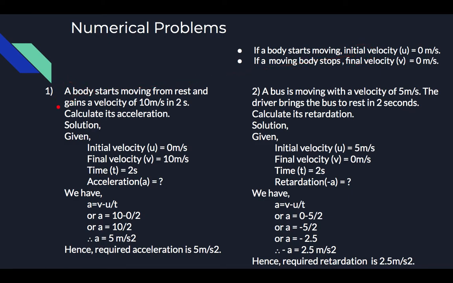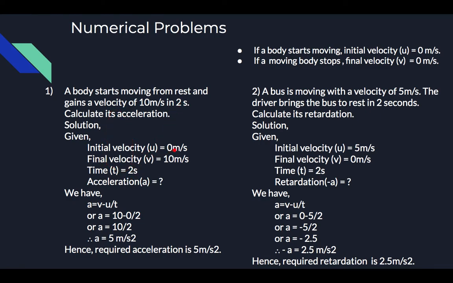Now let's go to the question. A body starts moving from rest. See here, starts moving from rest means at the very beginning it was at rest, so initial velocity is 0. That's why here we have already written initial velocity 0. And it gains a velocity of 10 meter per second in 2 seconds. It was at rest, but in 2 seconds that body gains a velocity of 10 meter per second. So after 2 seconds, this is final velocity, so we wrote final velocity equal to 10 meter per second, and time taken was 2 seconds. So time t is 2.